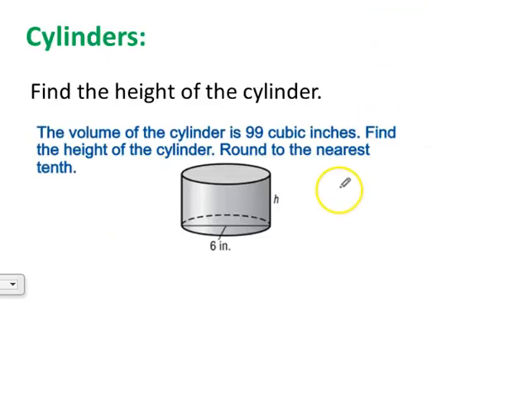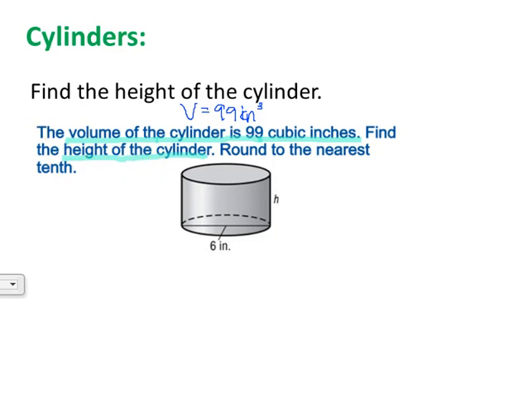Let's look at this problem. It says the volume of a cylinder is 99 cubic inches. So we're given the volume in this problem. The volume equals 99 inches cubed. And we're asked to find the height of the cylinder. So we're given the volume and we need to find the height.